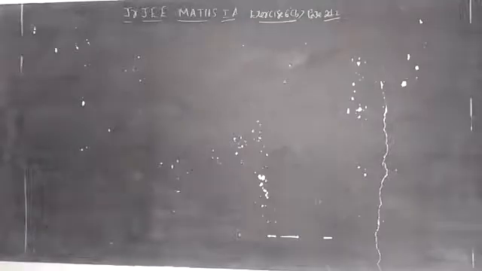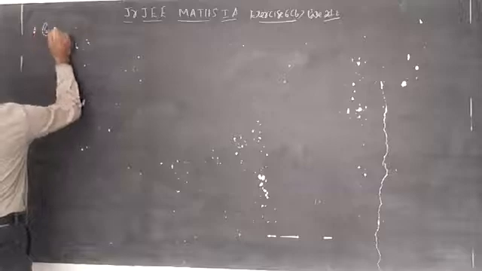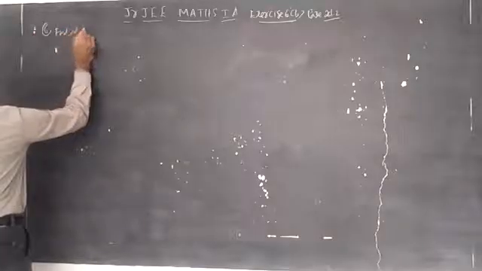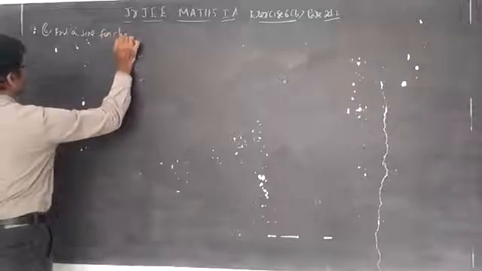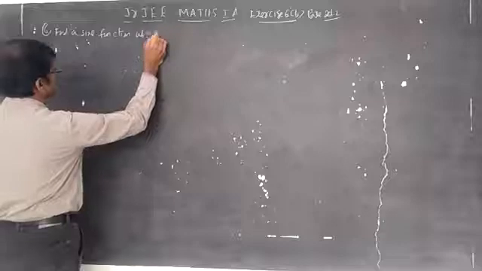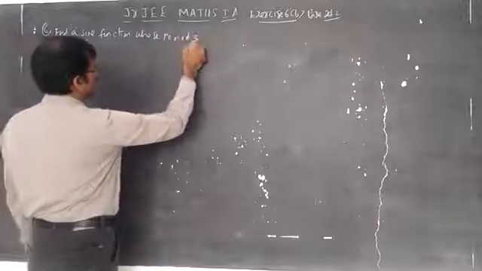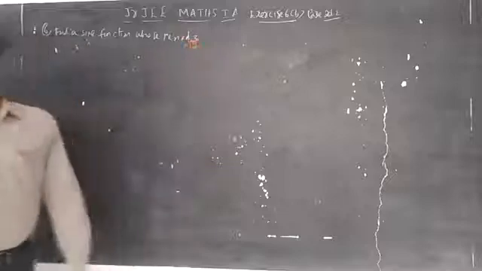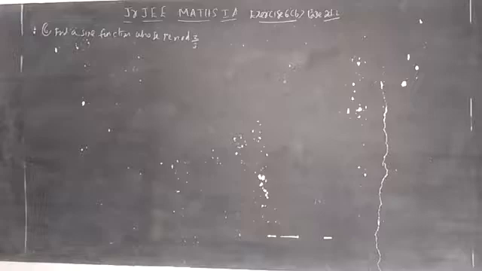Find a sine function whose period is 2 by 3. Here the meaning is that the period p is given as the value 2 by 3.